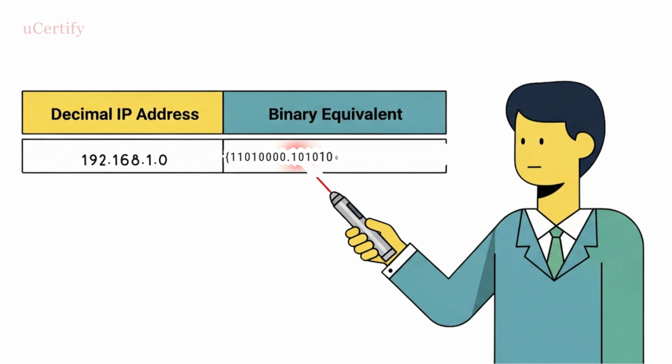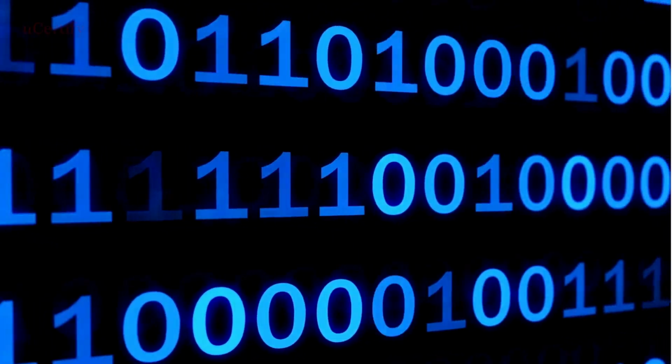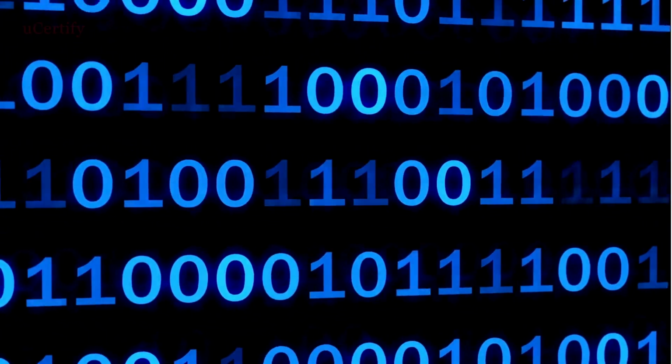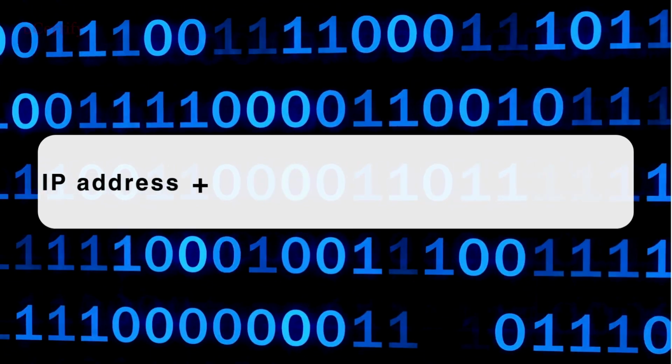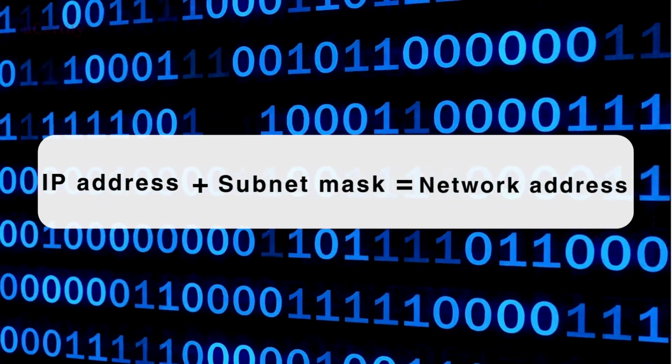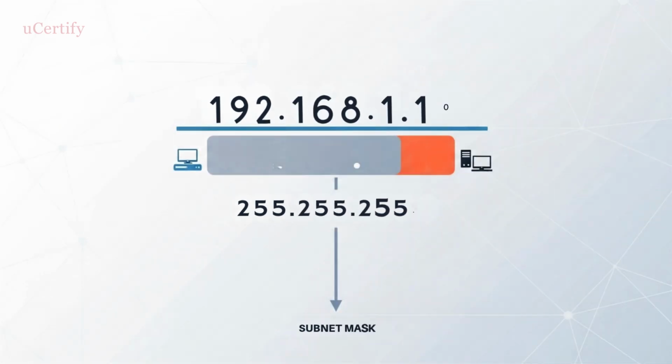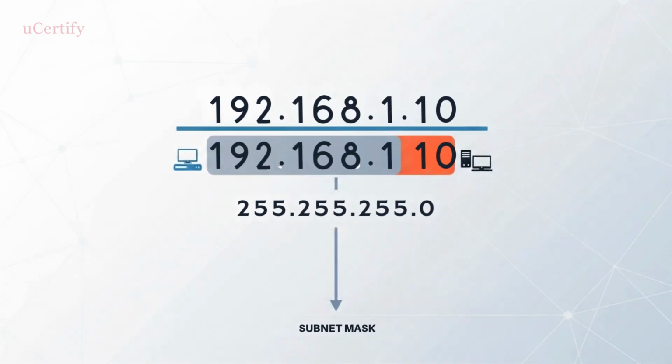Subnetting relies heavily on binary math, so we must convert IP addresses and subnet masks into binary format to perform calculations. Binary ANDing is a logical operation that combines the IP address and the subnet mask to determine the network address. It compares each bit in the IP address with the corresponding bit in the subnet mask. If both bits are 1, the result is 1. Otherwise, the result is 0.